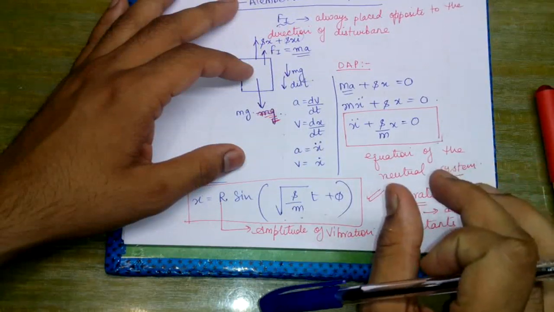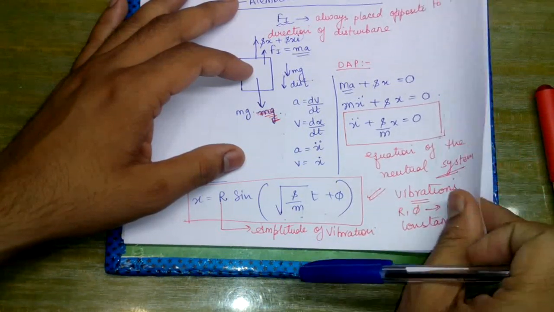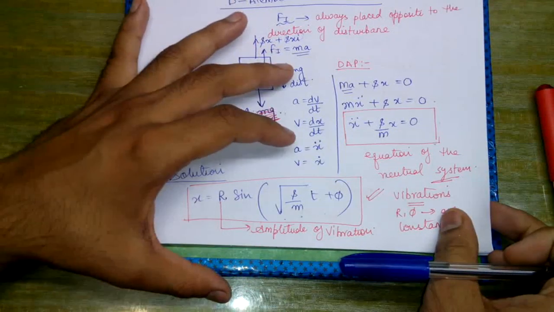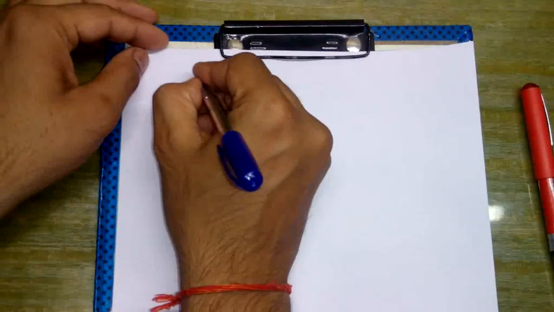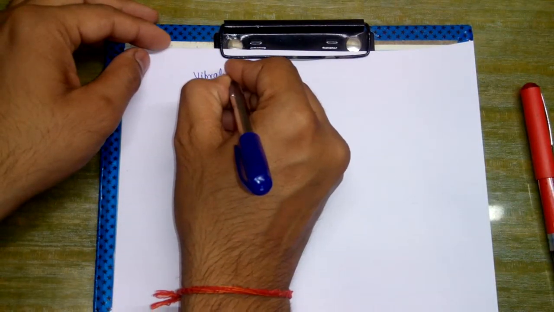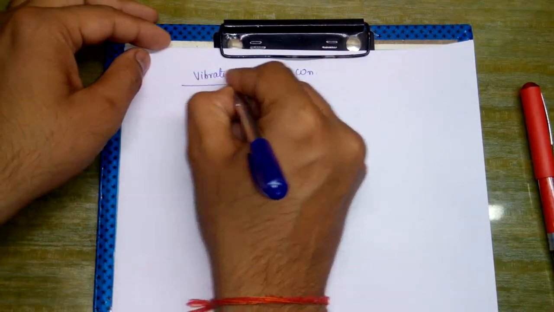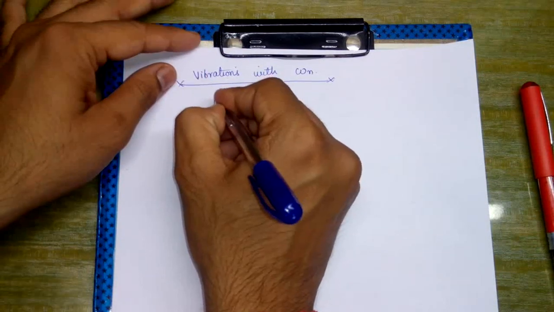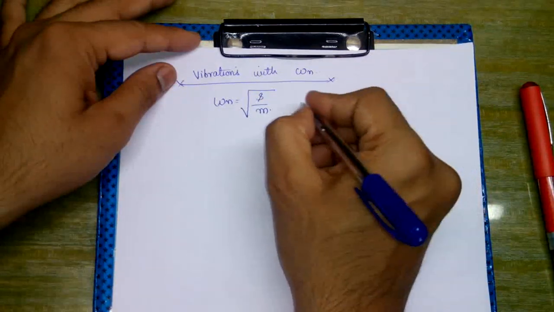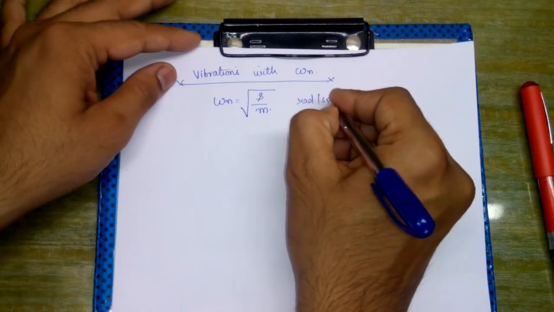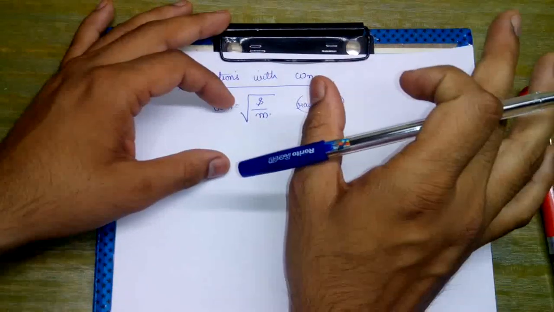So now vibrations with natural frequency omega n. Now we will study a topic where vibrations will be taking place with a natural frequency omega n. Now let us say that vibrations are taking place with omega n, where omega n is the natural frequency of vibration and omega n is equals to under root s by m, and the unit would be radian per second.